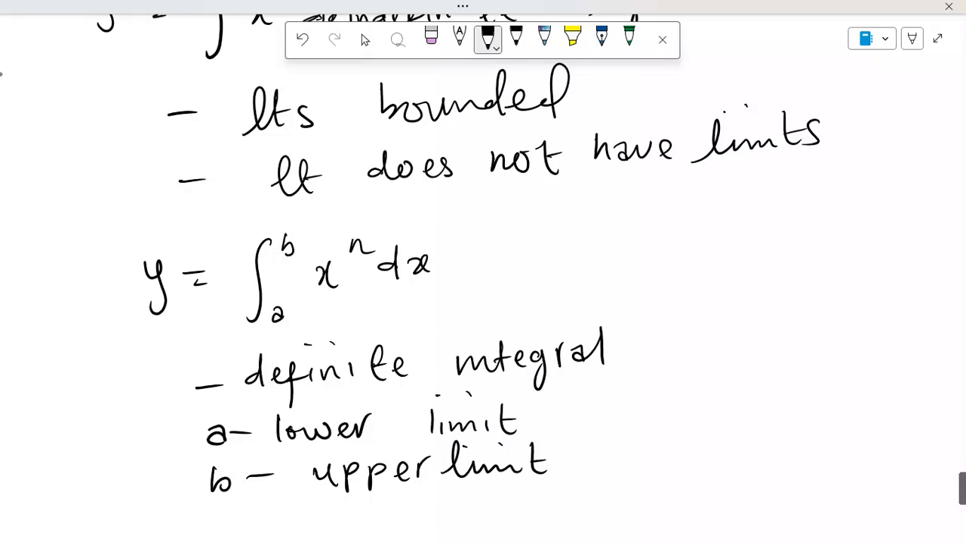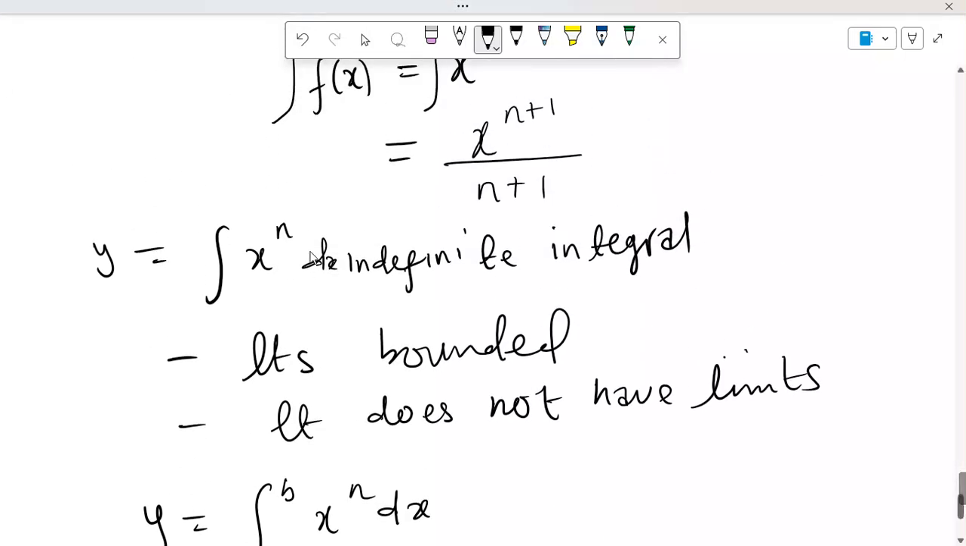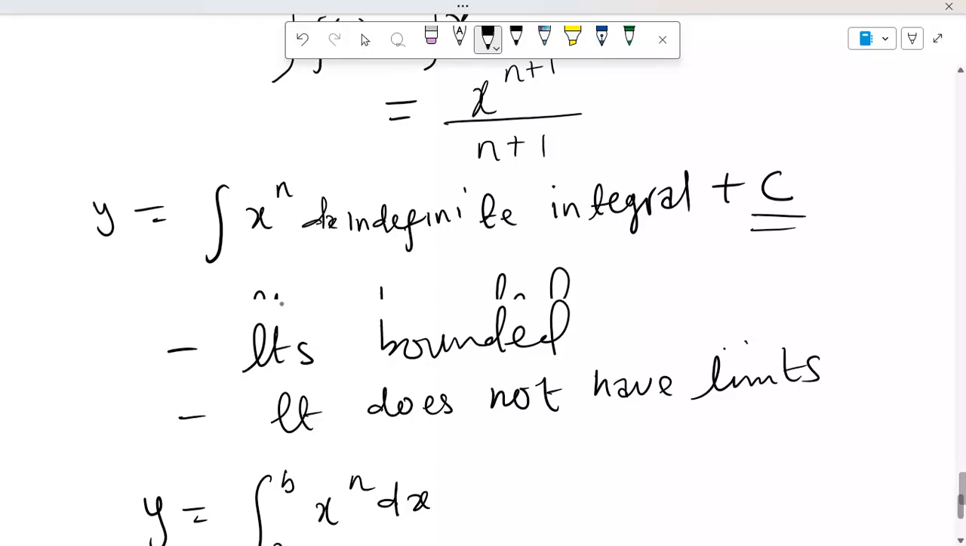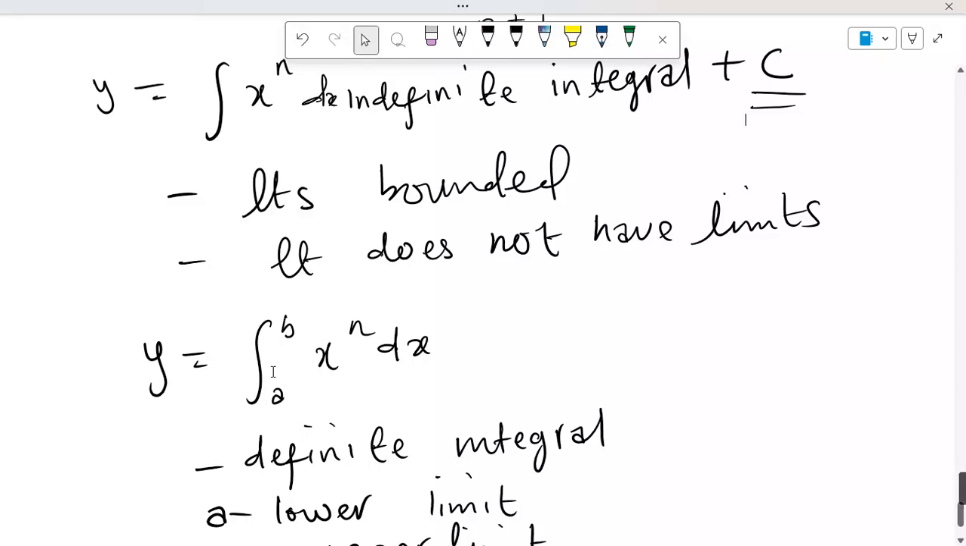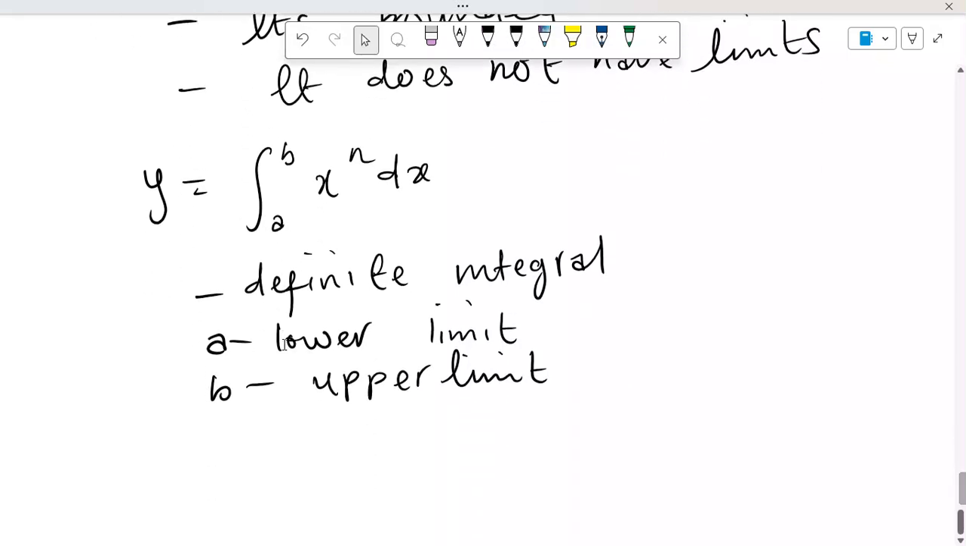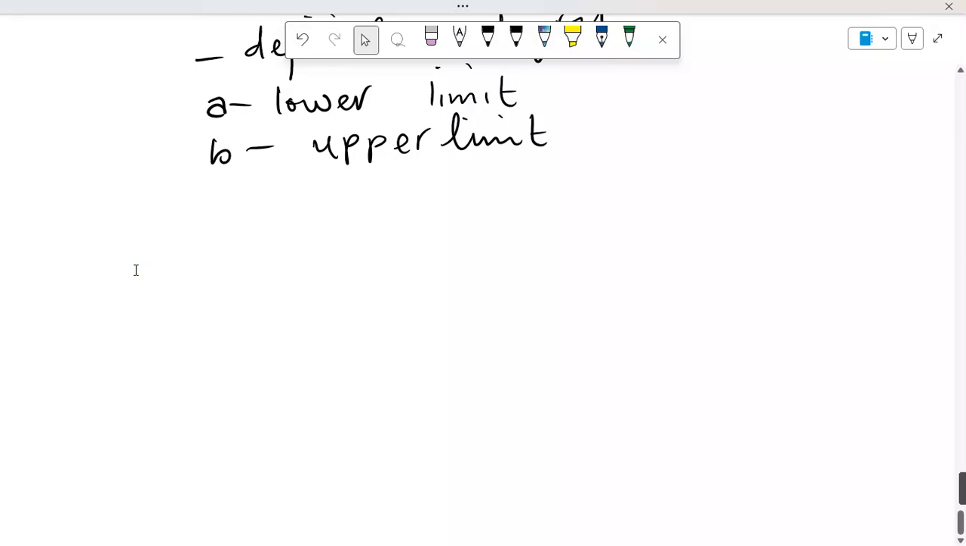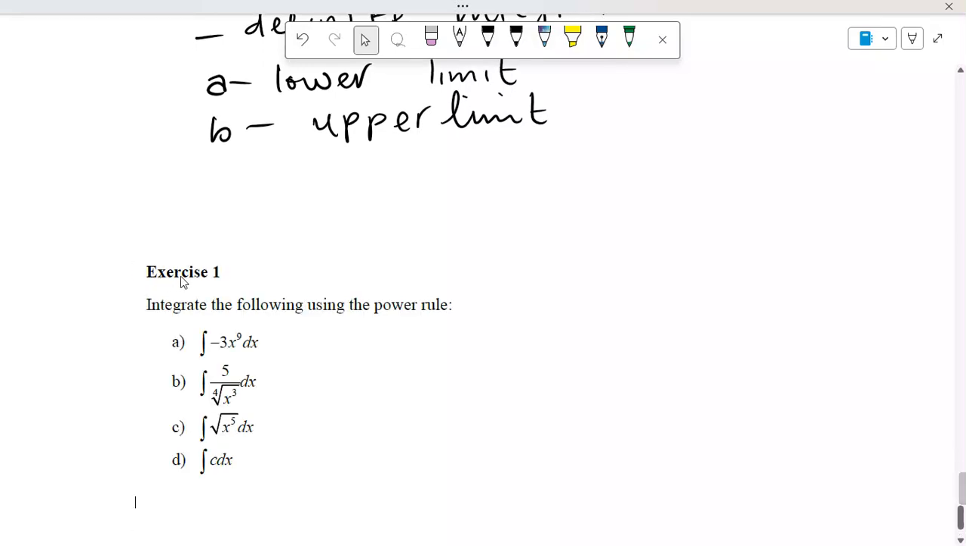If you are integrating a function and you don't have limits, you add a plus c after finding the answer, to show that this function doesn't have limits. But if you have limits, you just substitute the limits at the end. So I think you should know that.